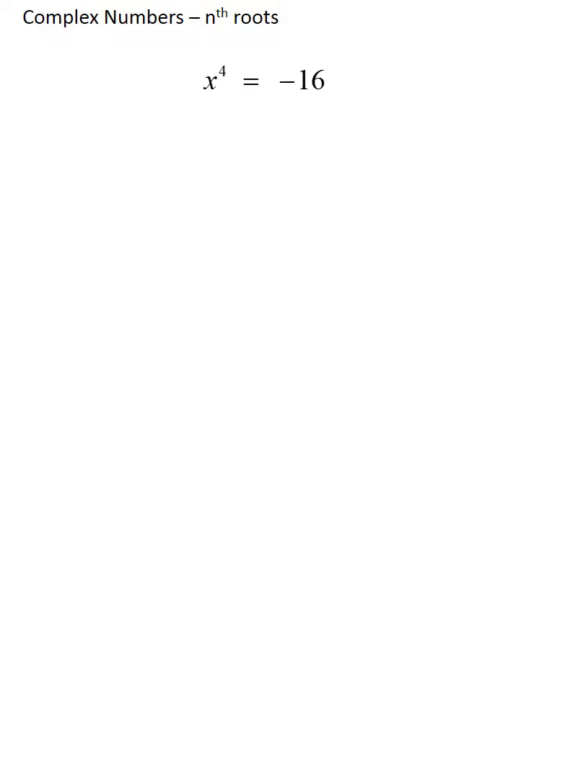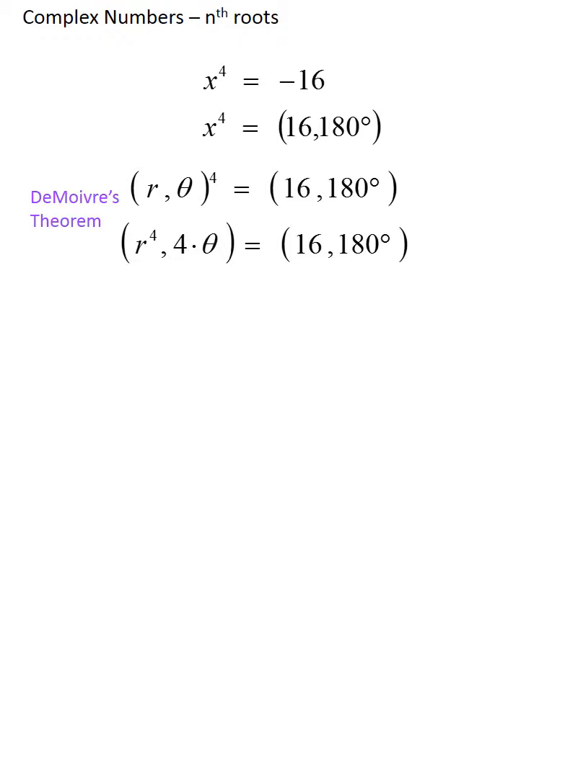Let's take a look at a problem that involves fourth roots. In solving x to the fourth equals negative 16, it would greatly simplify the algebra to express negative 16 in polar form. And by doing that, I can rewrite x using its modulus and argument, and with the fourth power, I can apply de Moivre's theorem. This again enables me to find a possible solution for r and theta by setting the first coordinates equal to each other and likewise the second coordinates equal to each other.